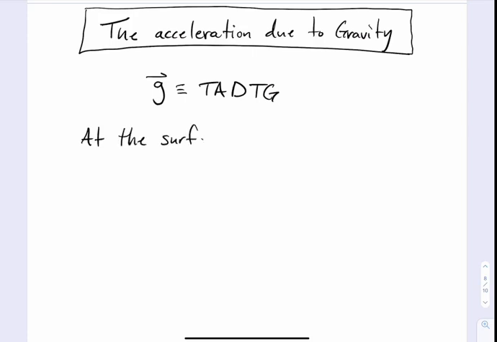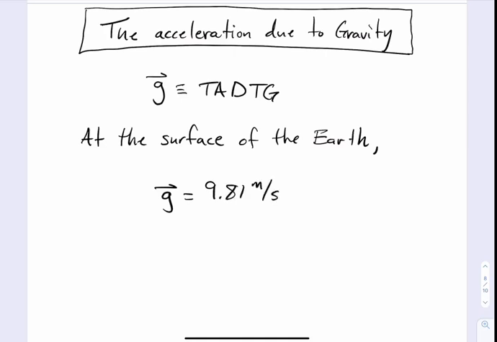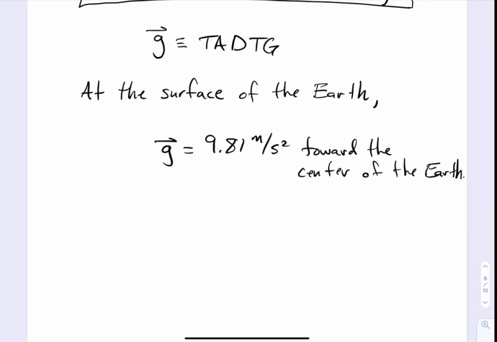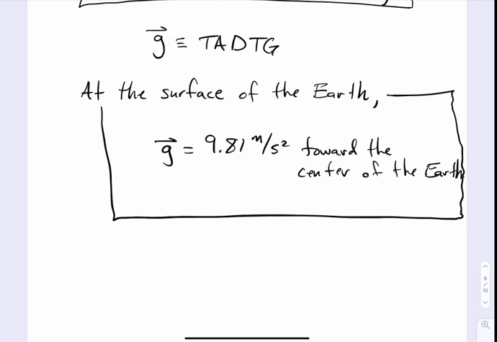So we're going to use a constant value for our class at the surface of the Earth, and we'll give you that g equals 9.81 meters per second squared toward the center of the Earth. Notice I didn't put a negative sign in there, but I did tell you that it's toward the center of the Earth. So if toward the center of the Earth happens to be the negative direction, then we would use a negative 9.81 meters per second squared. But in general, this is always the acceleration that everything on Earth experiences at the Earth's surface.